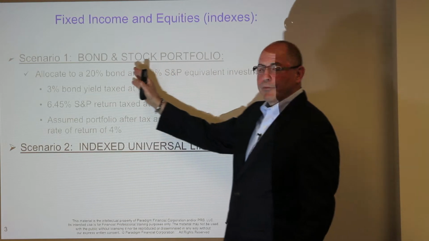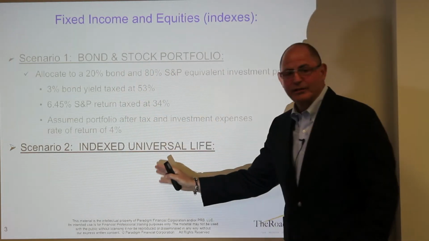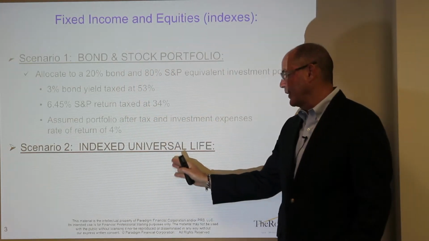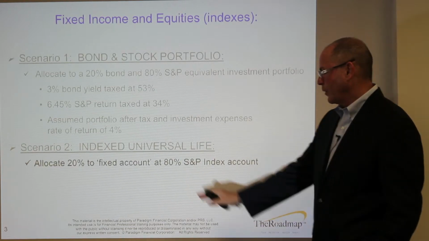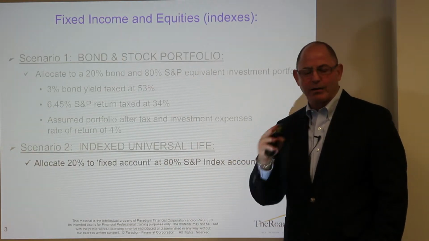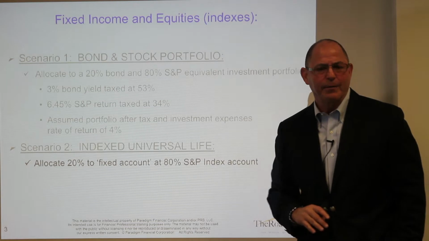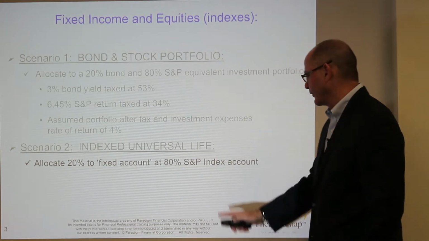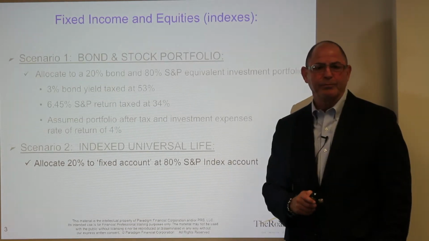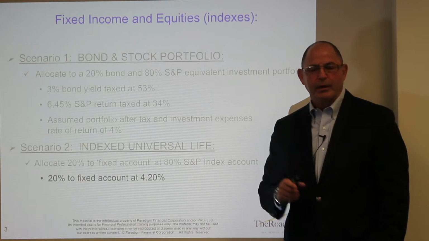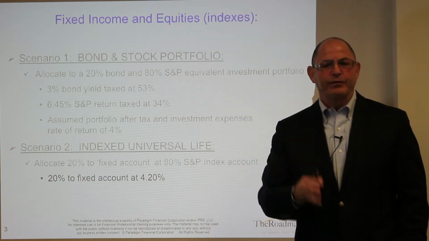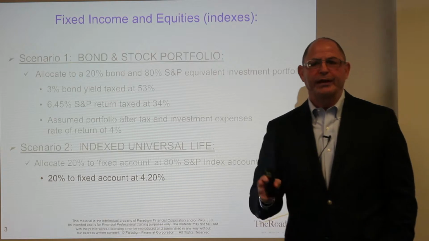The money that I would put into the bond and stocks, let's say I take it out and I put it inside an indexed universal life policy with 20% to the fixed account, which is essentially a fixed income alternative in a universal life policy, and 80% to the S&P indexed account. Currently, Pacific Life is crediting 4.2% in mid-January.